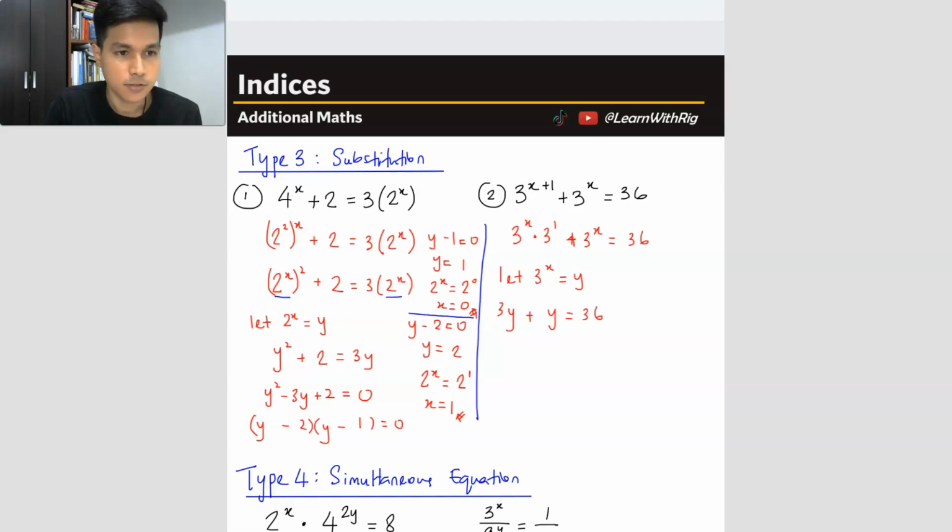Technically you don't have to factorize. You can just add them together. So you get 4y equals 36. So y equals 36 divided by 4, which is 9.